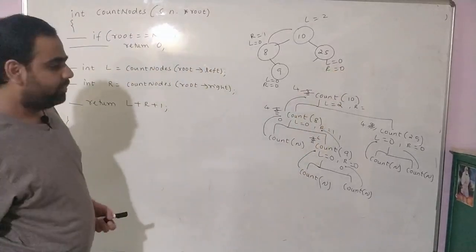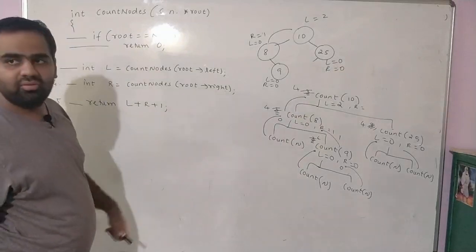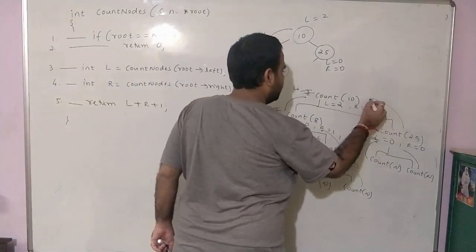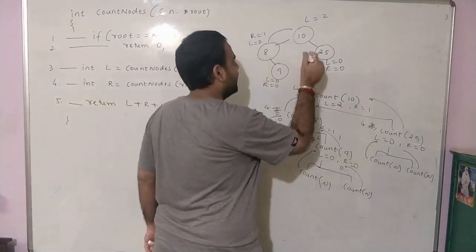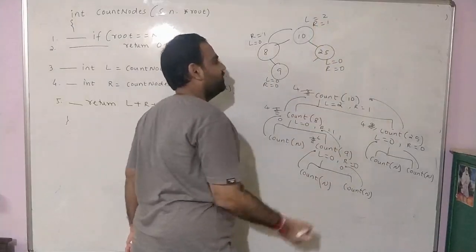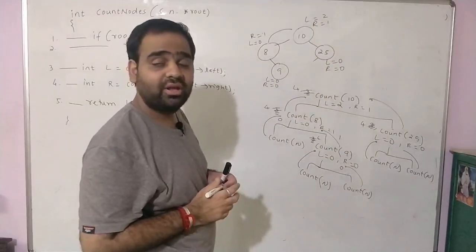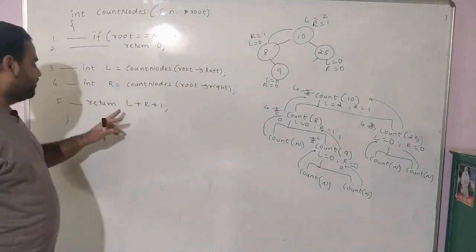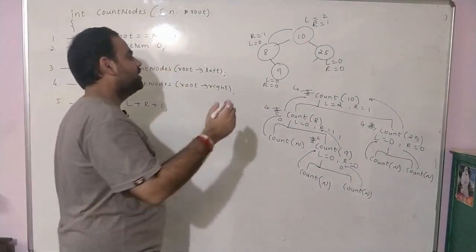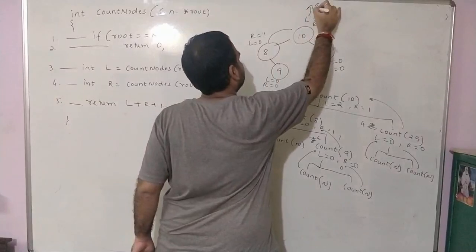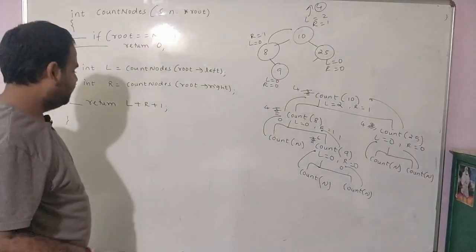Now execute line number 5, return 0 plus 0 plus 1. What is 0 plus 0 plus 1? It is 1. Where do you return 1? To line number 4, and it says the number of nodes with respect to RHS of 10 are 1. Now execute line number 5, return L plus R plus 1, return 2 plus 1 plus 1 is nothing but 4. Therefore, there are 4 nodes.